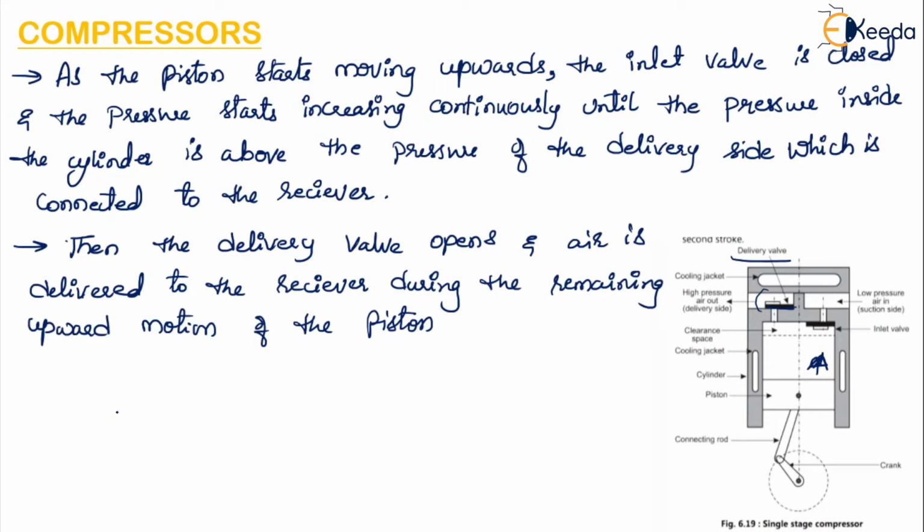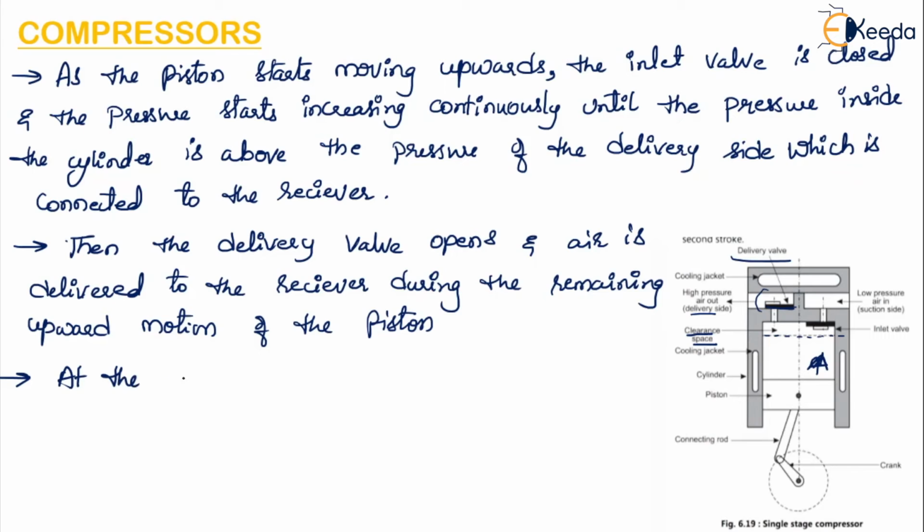So at the end of the delivery stroke, a small amount of high pressure air is left in the clearance space. So here you can see there is a clearance space. The portion above the dotted line is the clearance space. So at the end of the delivery stroke, that is after the full air has gone to the receiver from the delivery valve, there will be some portion of high pressure air which is left inside the clearance space.